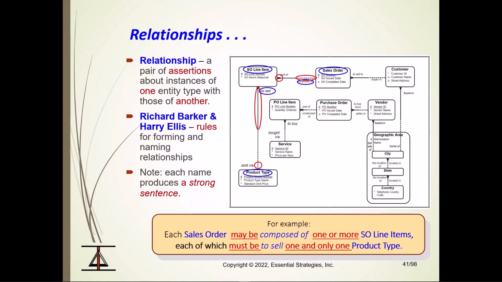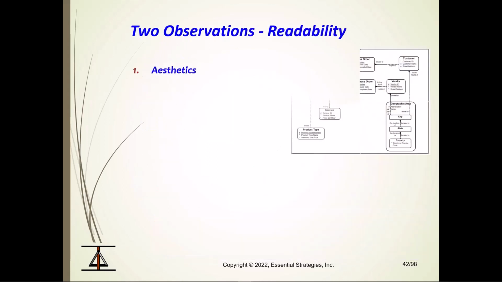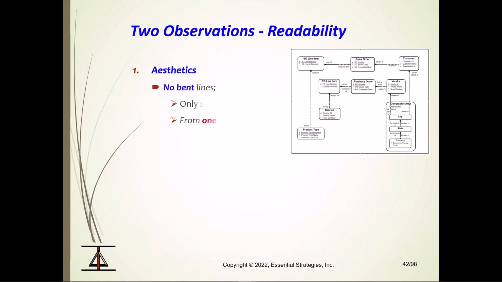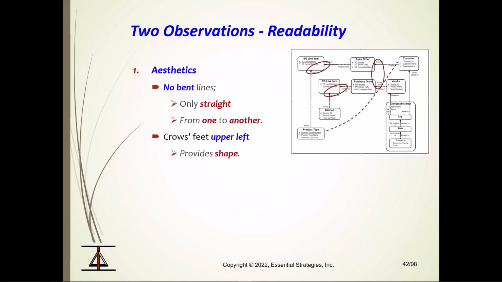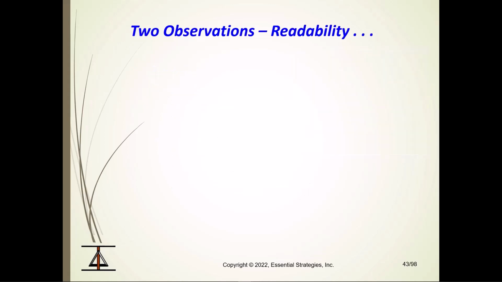Two observations. Observation 1, aesthetics. Notice, no bent lines. Each is only straight from one entity type to the other. Crow's feet show up in the upper left. This has the effect of providing shape, meaning transactions are all in the upper left and reference entity types are in the lower right.